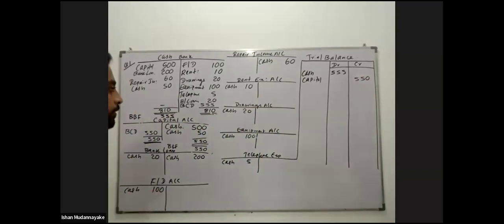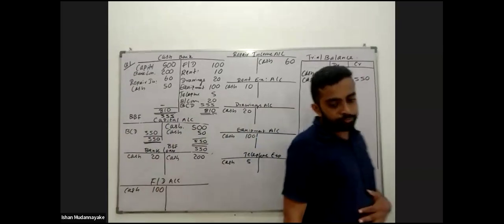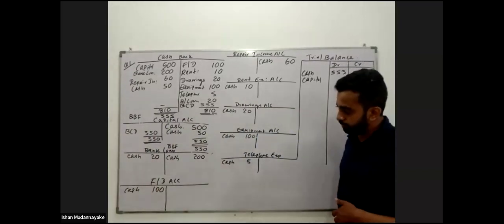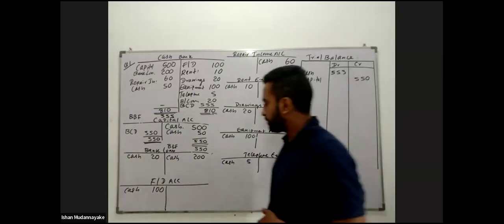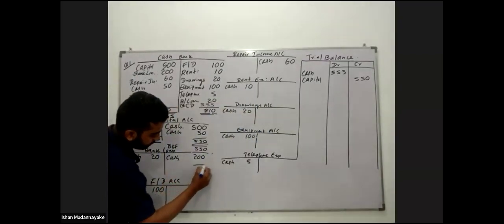Okay, 550 on the credit side of the trial balance. And after that, now we'll balance the bank loan account. How to balance the bank loan account? So that's the bank loan, higher side, credit side.